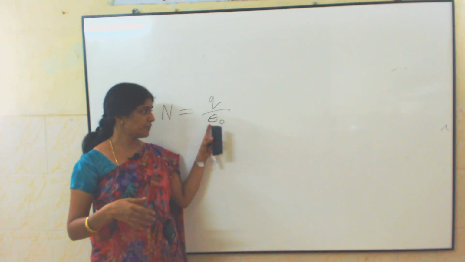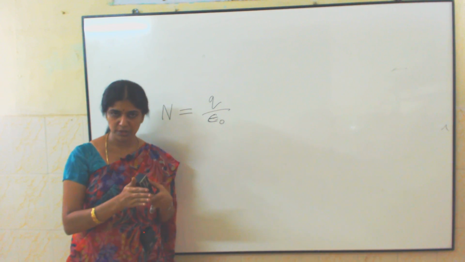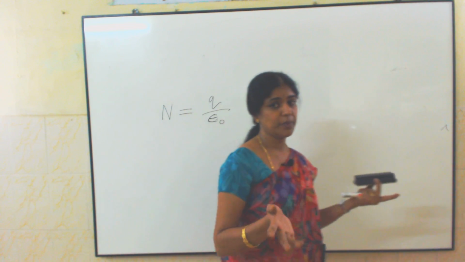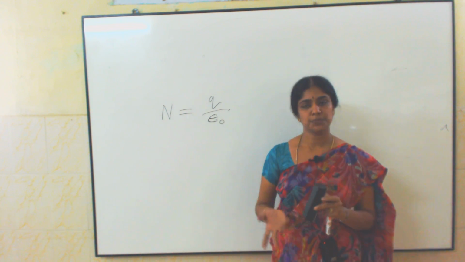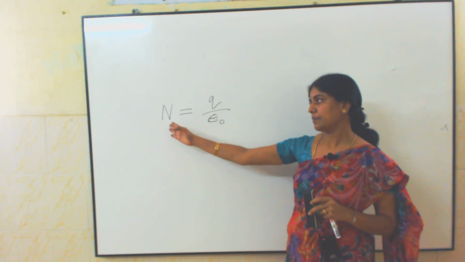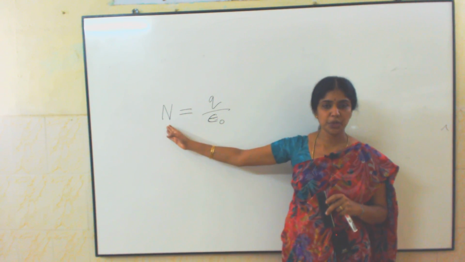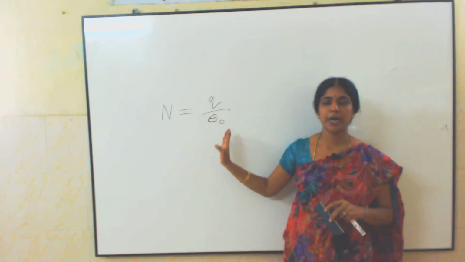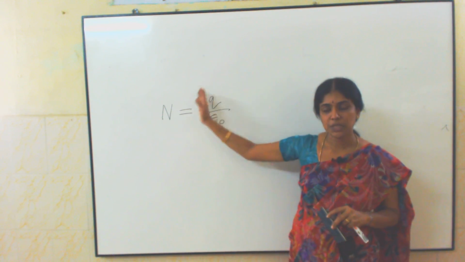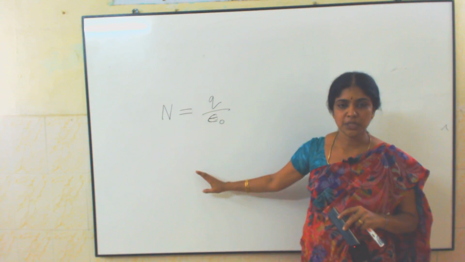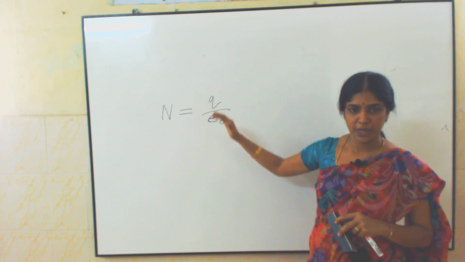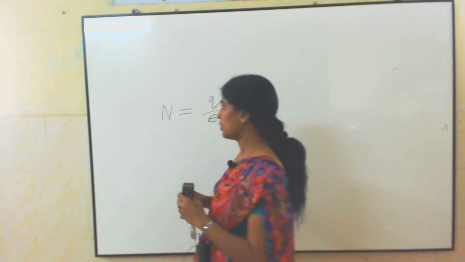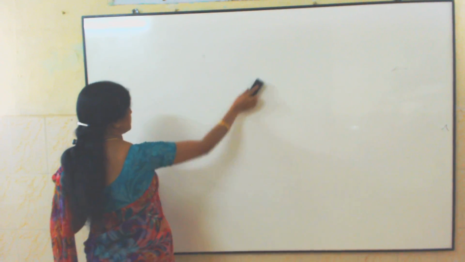Fourth point, if the lines of force are closer to each other, electric field is large. If the lines of force are far away from each other, electric field is small. Then, how to find out the number of lines of force originating from a unit positive charge? It is given by n equal to q by epsilon naught. So these are the 5 points which state the properties of electric lines of force. The 5-mark question, be thorough in all these points.